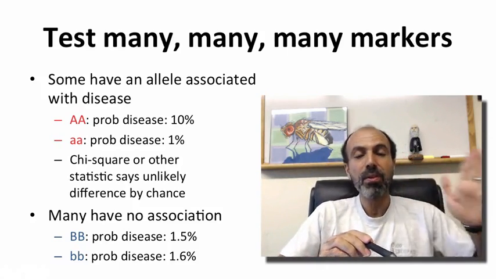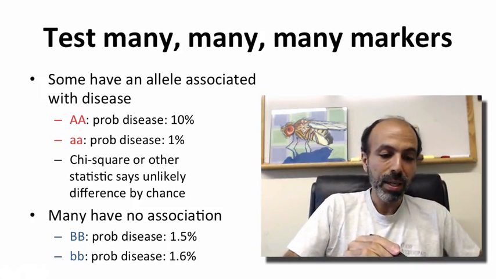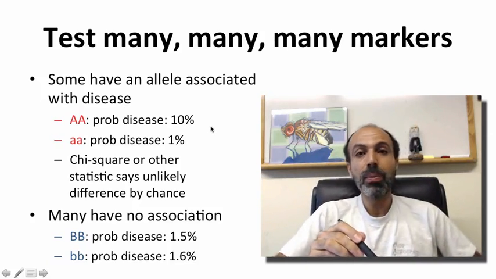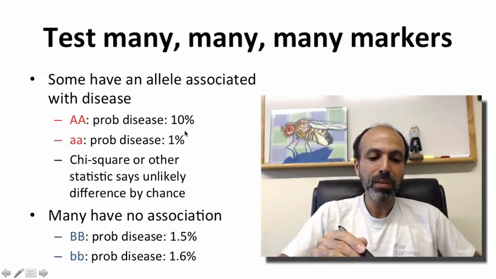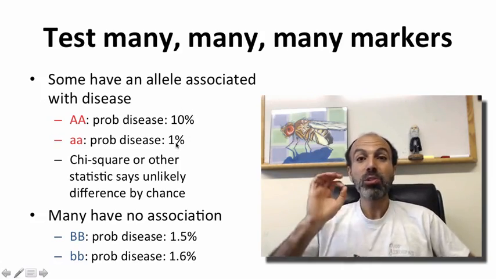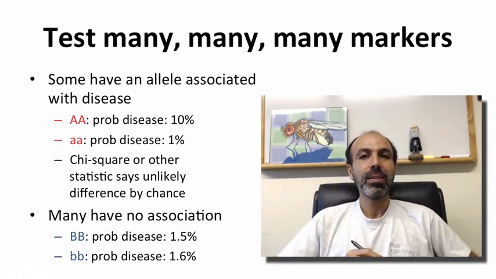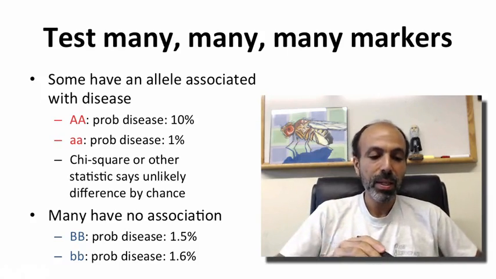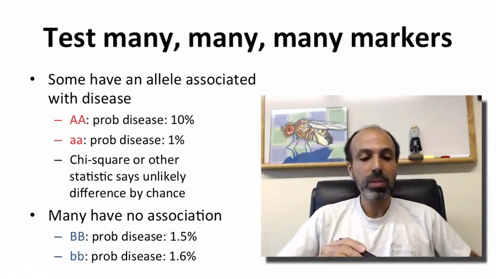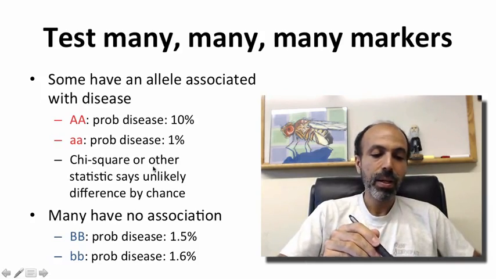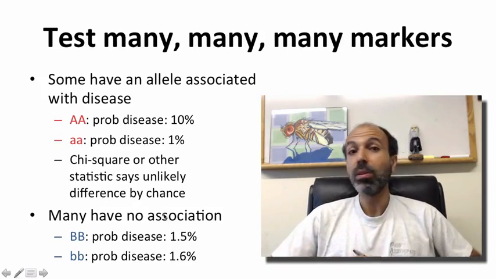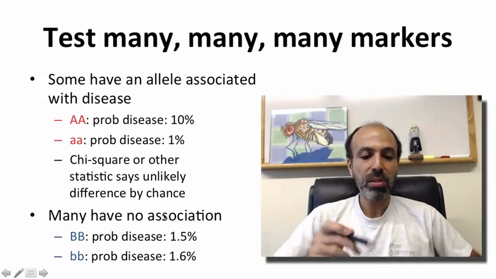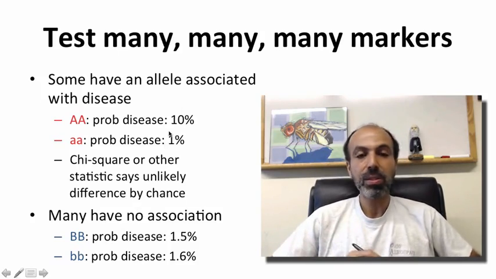You may see something like this. This would be a very large association in this case. Big A individuals have a probability of getting the disease of 10%. Little a individuals have a probability of getting the disease of 1%. That actually is a very large effect relative to most of these sorts of things. Now, you do some sort of statistical test, such as maybe a chi-square, and this will say that this difference is unlikely to have happened by chance, given that you've sampled hundreds or thousands of individuals and you see this big an association.